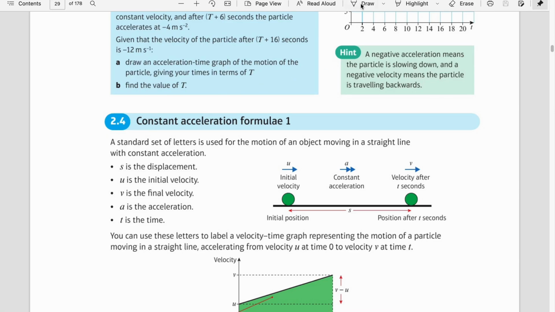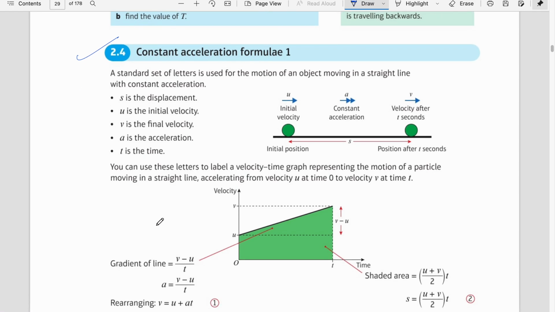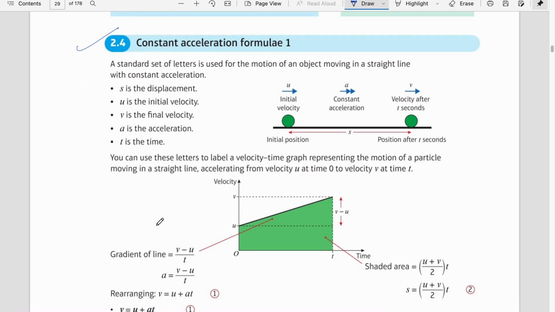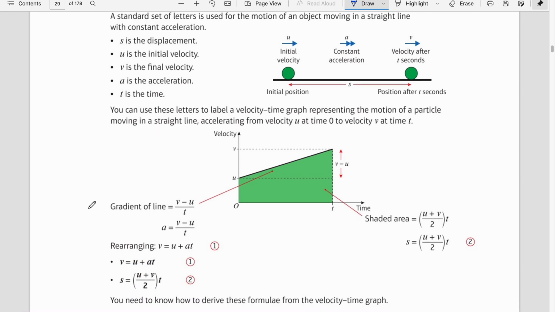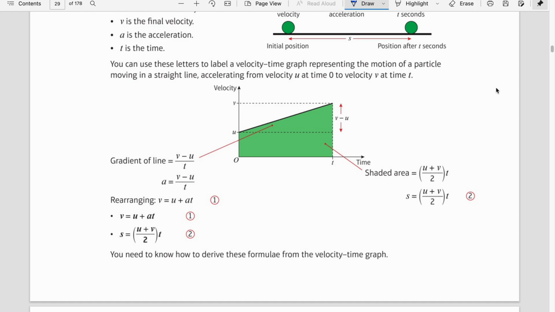So 2.4, constant acceleration with formulas. The gradient of a velocity-time graph gives you the acceleration, and as we summarize the formulas, a few of them are: displacement equals velocity times time; velocity equals initial velocity plus acceleration times time, v = u + at; or s = ut + half at squared; and v squared minus u squared equals 2as.